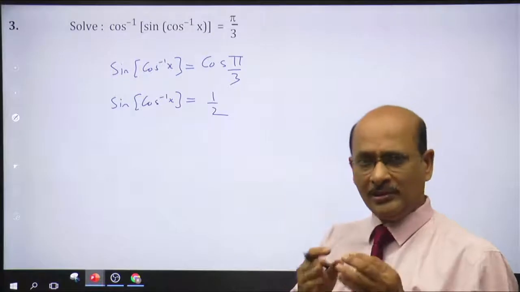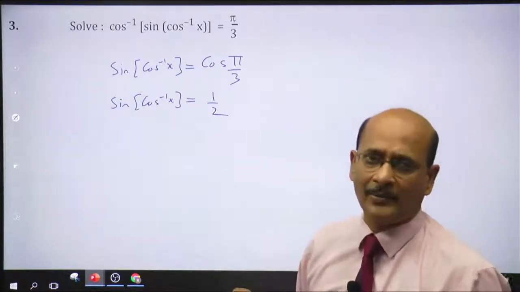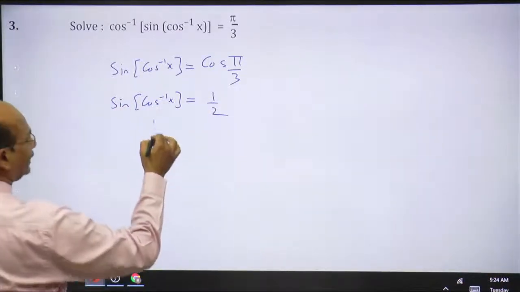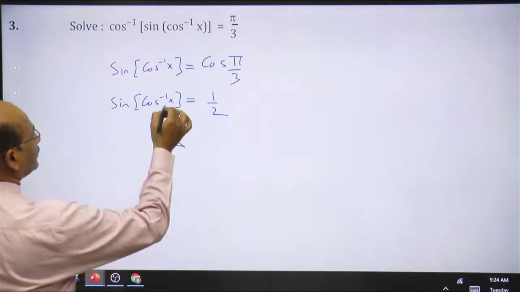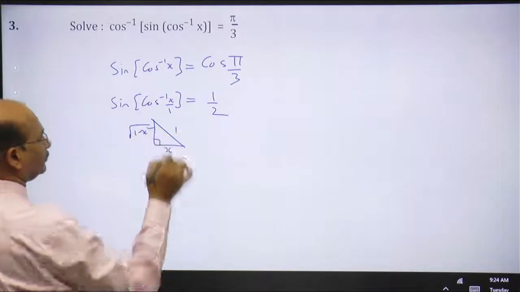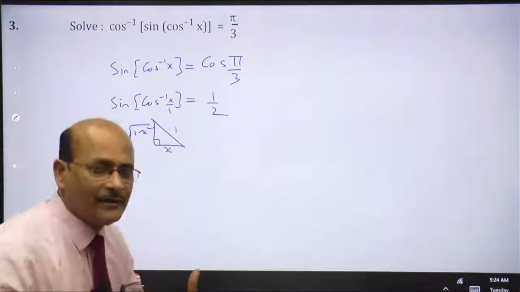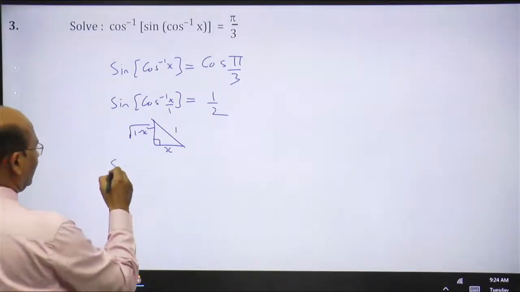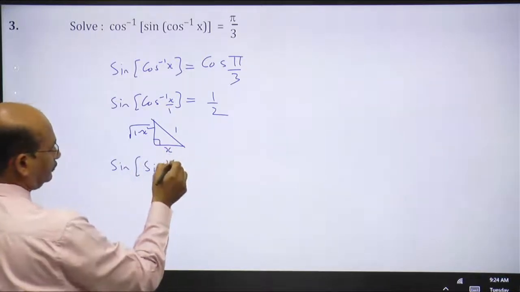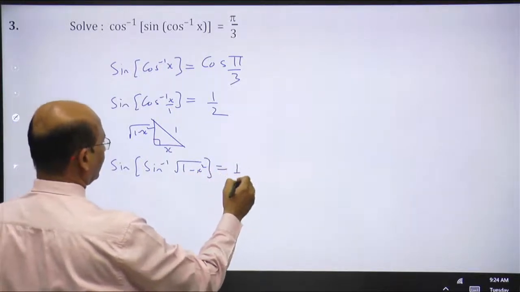You have to just ensure that the second value is not neglected at the minus number. So what I do is I convert this into sine. If I use the right angle triangle, this is x upon 1, cos ratio, this is x, 1, and this is root of 1 minus x square. You have to be careful with this. So I will convert this into sine inverse, because sine and sine inverse are compatible. So this will become sine inverse of root of 1 minus x square is equal to 1 by 2.